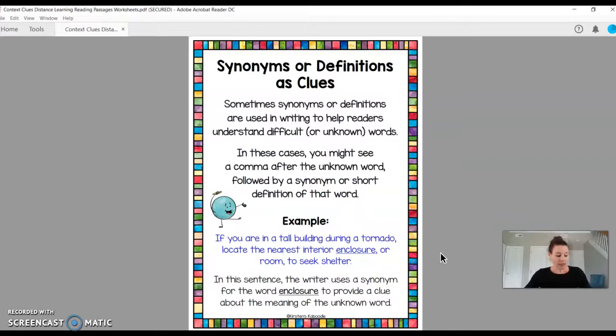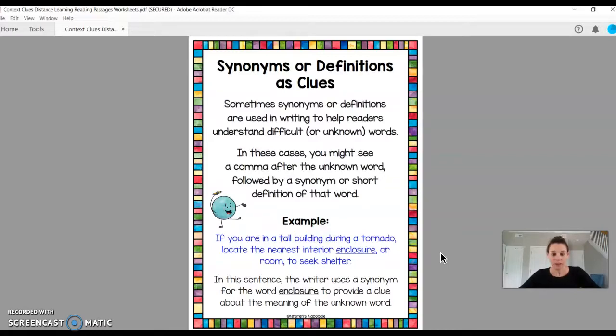The next way that we can use context clues that I said we would be covering was synonyms. So that's going to be this page. Synonyms or definitions as clues. So sometimes synonyms or definitions are used in writing to help readers understand difficult or unknown words. In these cases, you might see a comma after the unknown word followed by a synonym or a short definition of the word.